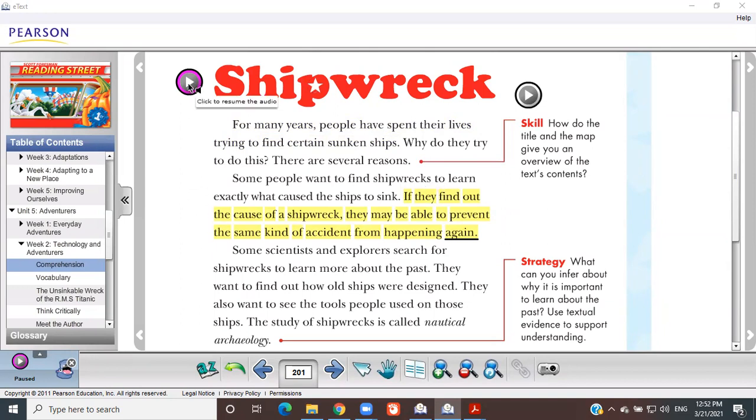So let's go for the next one. Some scientists and explorers search for shipwrecks to learn more about the past. They want to find out how old ships were designed. They also want to see the tools people used on those ships. The study of shipwrecks is called nautical archaeology. So here we have two reasons.